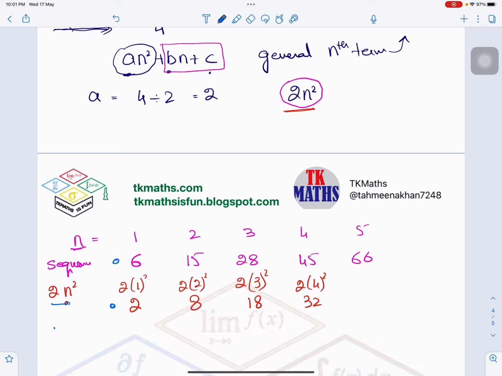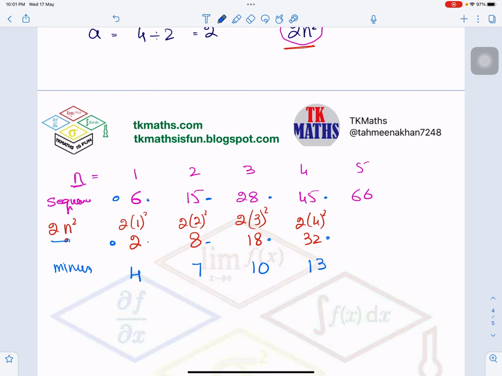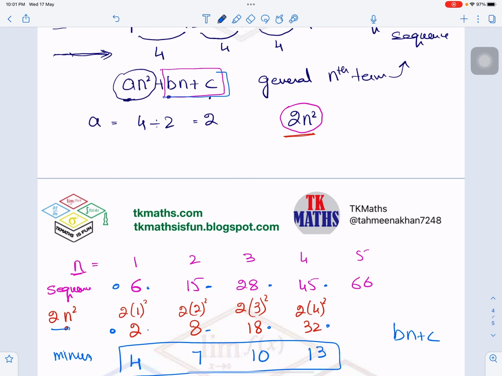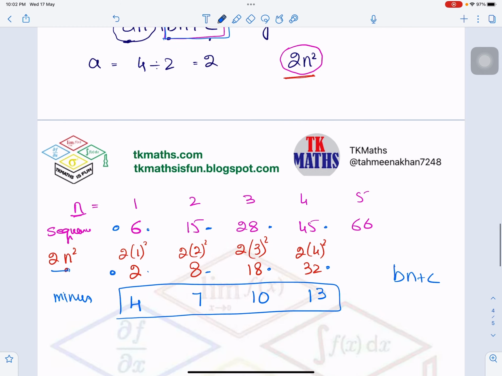So 6 minus, so now I'm writing here, I will subtract it. So 6 minus 2 is 4. 15 minus 8 is 7. 28 minus 18 is 10. 45 minus 32 is 13. Okay. So after getting this, now you have to find out about this sequence, your bn plus c, which is this part of the general nth term of the quadratic sequence.